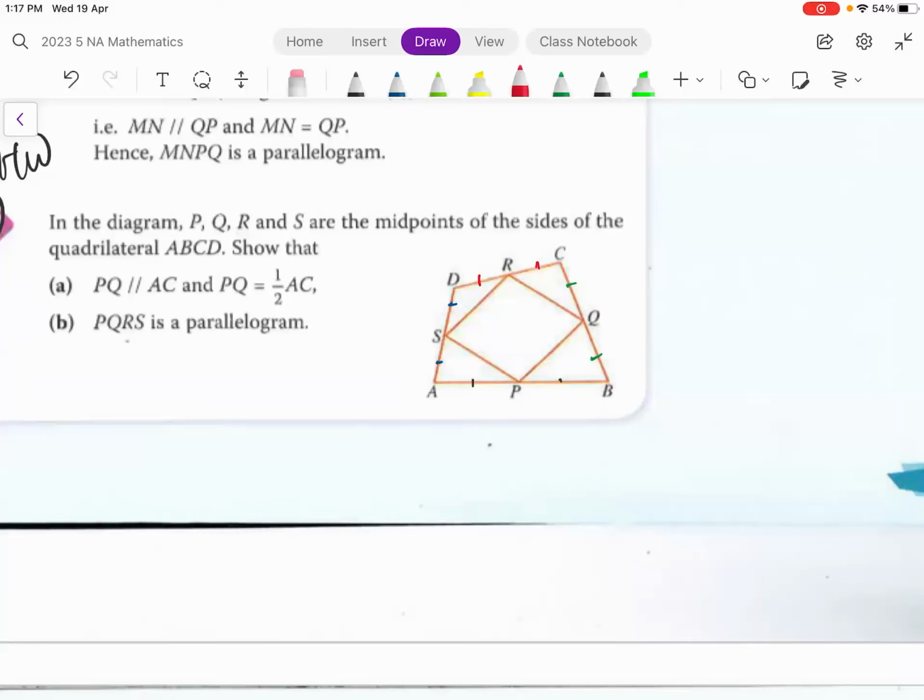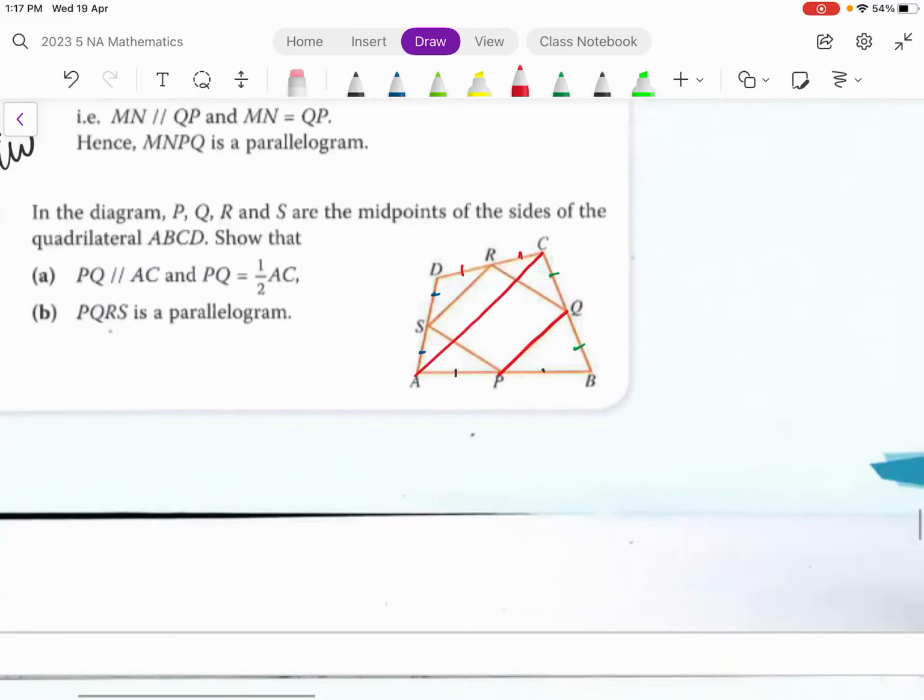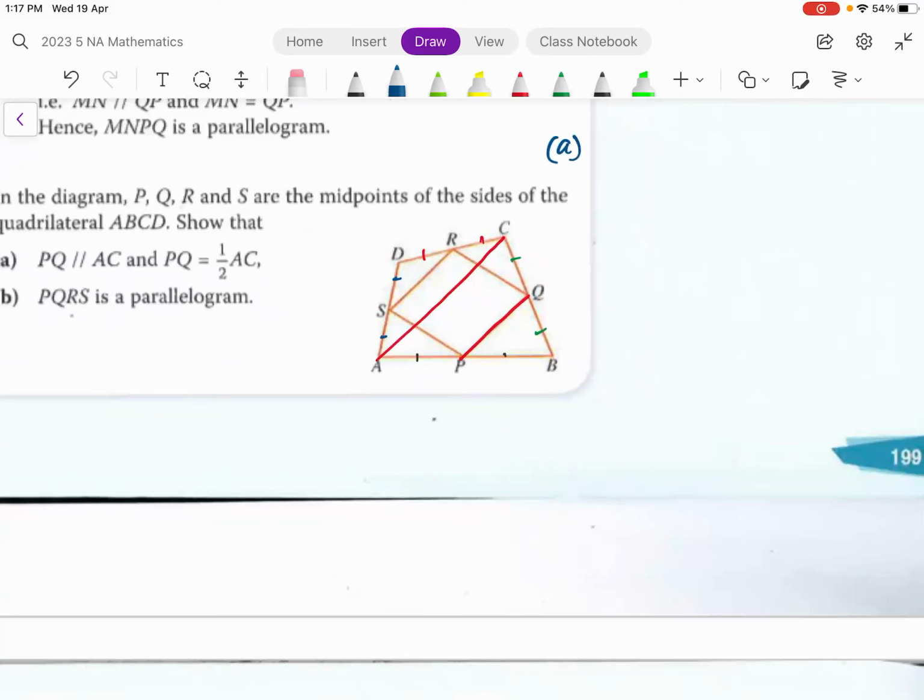able to write AC in terms of PQ. Or the other way around is fine. Okay, my objective in my mind, I want to do this. A, and then I end up with AC equals to something PQ. Or the other way around. Or PQ equals to something AC. The moment I'm able to write this down, it means that they are parallel already.